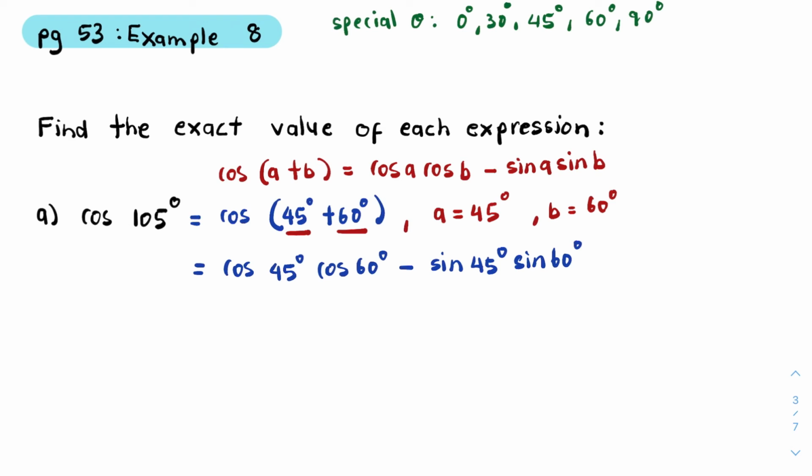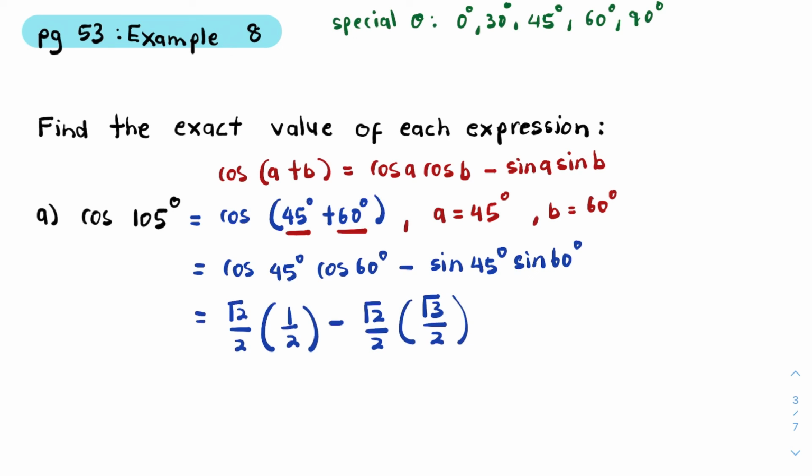Now, they ask for the exact value, so you have to know the exact values of cosine 45 and cosine 60. That's all back in Maths 1. Over here, cosine 45 gives you root 2 over 2. Cosine 60 degrees gives you half. Minus sine 45, which gives you root 2 over 2, and sine 60 gives you root 3 over 2.